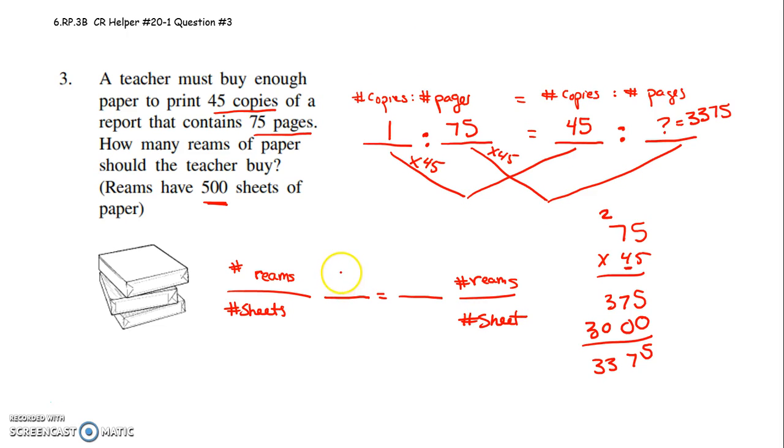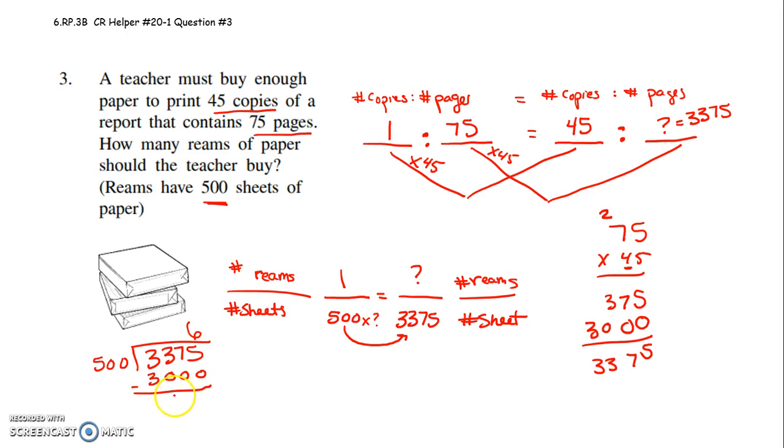You could also do another caret method. In one ream, there's 500 sheets. I know I need 3,375 sheets. I don't know how many reams that is. So I have to say 500 times what gets me to 3,375. So I have to take 3,375 and divide that by 500. All right, so I'm going to say 5 goes into about 33. I'm going to say 6 times. 6 times 5 would be 30, so 6 times 500 would be 30 with 2 extra zeros.